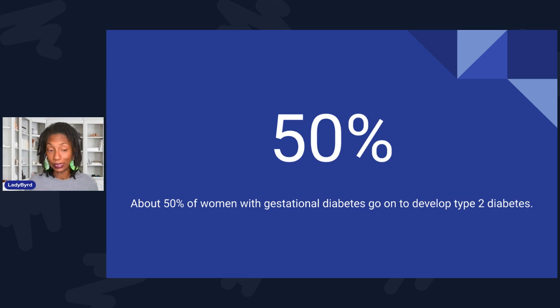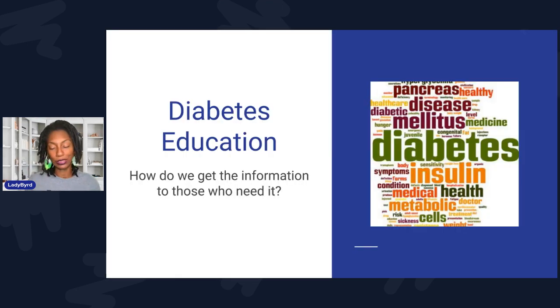Now, here is a statistic. About 50% of women with gestational diabetes go on to have type 2 diabetes. Let me say that again. 50% of women with gestational diabetes will go on to develop type 2 diabetes. Hello, I am one of those 50% of women. I had gestational diabetes while I was pregnant in 2003, almost 20 years ago. And about 2 years afterwards, my gestational diabetes became borderline diabetes, eventually becoming a full type 2 diabetic. So yeah, I'm one of those 50%.